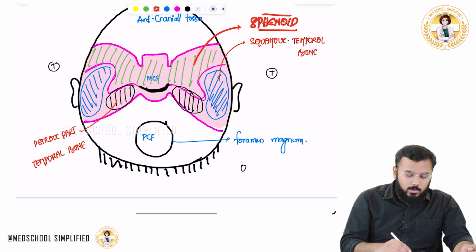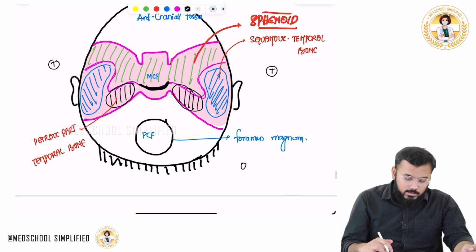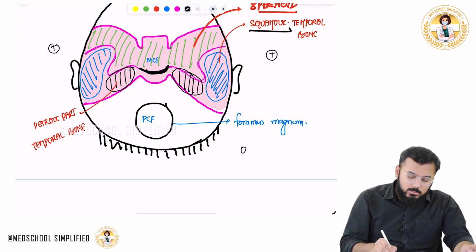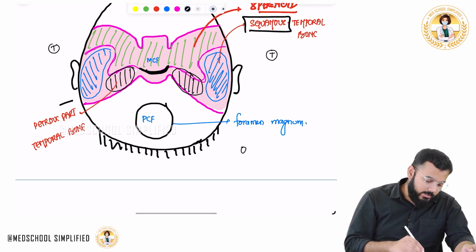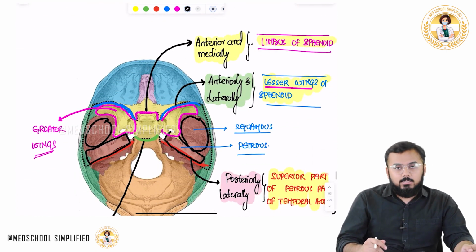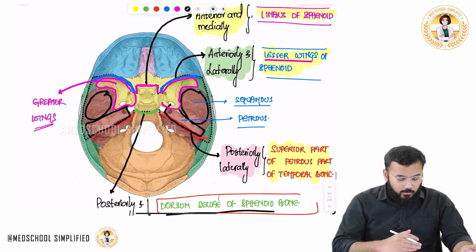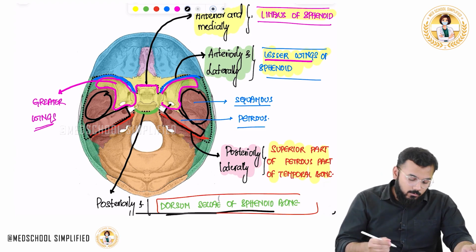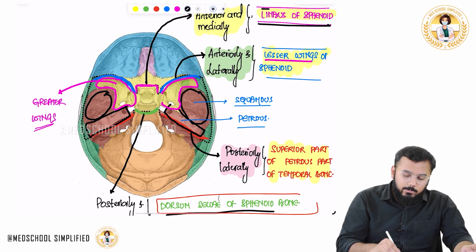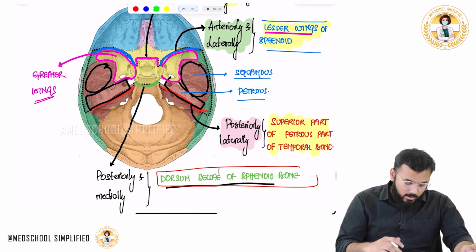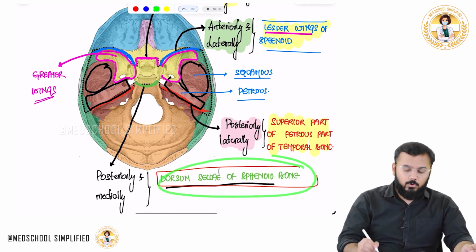Next, down here you have the temporal bone, two parts of the temporal bone. This is called the squamous part and this is called the petrous part of the temporal bone. Next, if you look at this, there are four borders. Anteriorly and medially, this is called the limbus of the sphenoid. Posteriorly and medially, you have the dorsum sellae of the sphenoid.